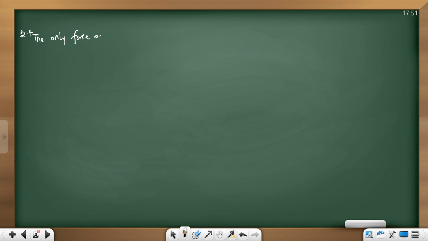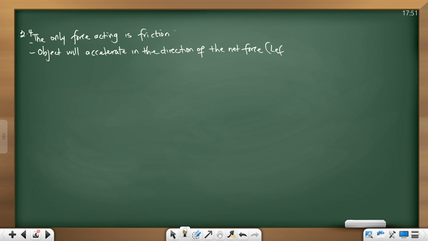The only force acting is friction. So the object will accelerate in the direction of the net force, which is to the left. And you have already answered to the left. 3 marks, I think: 1, 2, and the acceleration part, 3. All right, everybody okay?